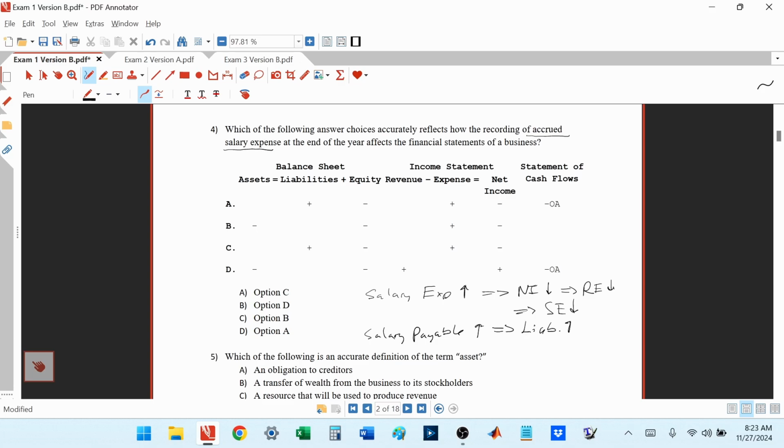So liabilities are up. So B and D are out because they have no effect on liabilities. A and C are candidates because liabilities are going up in both of those. A is ruled out because A has cash being affected, and cash isn't affected. So it's C. Liabilities are up. Expenses are up. Liabilities up, expenses up, which makes net income down, which makes retained earnings down, which makes stockholders' equity down. No effect on cash.